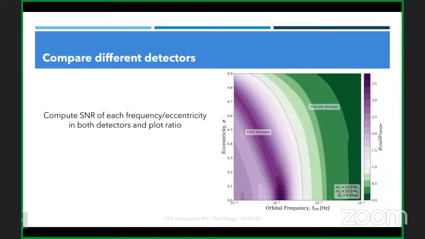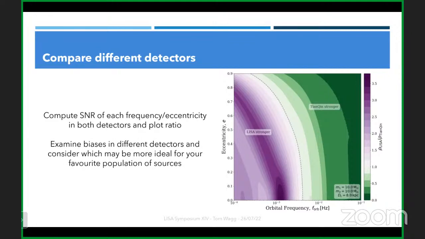So the gray dotted line is when they're equal, but you can see that the circular millihertz systems are much more detectable in LISA, like 3 times more. Whereas with Tianjin, if you get a high frequency, high eccentricity system, those ones are going to be more detectable because it has that flat bottom at the right-hand side of its sensitivity curve. And so, as I'm saying, you can examine your biases in your different detectors and maybe choose which one would be the favorite for your potential population of sources.